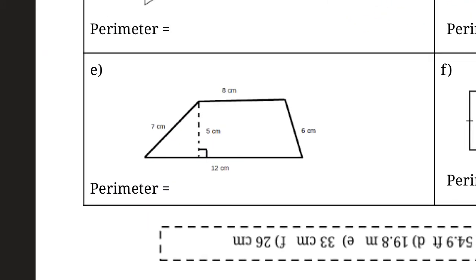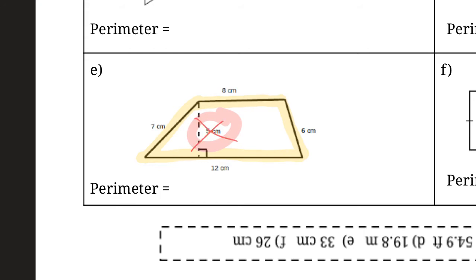Same thing with this shape, E. It's a little bit tricky because I give you a little bit of extra information. The perimeter of the shape are these 4 lengths. The 5 centimeters is inside the shape. It's not part of the perimeter. So we do not include it when we're adding up the perimeter.